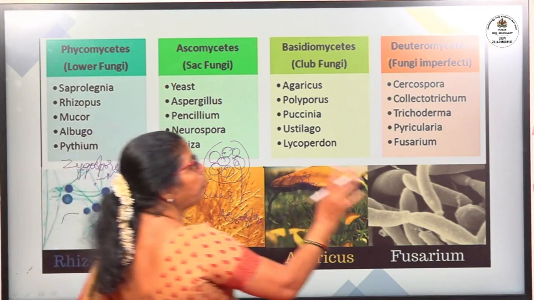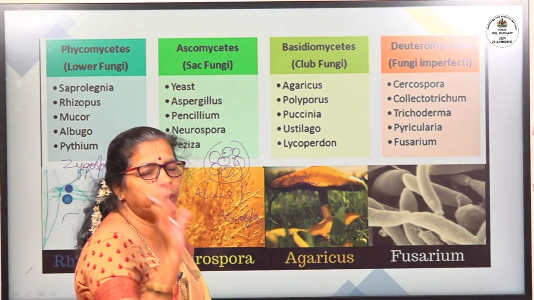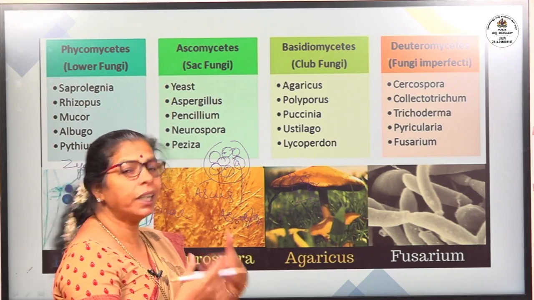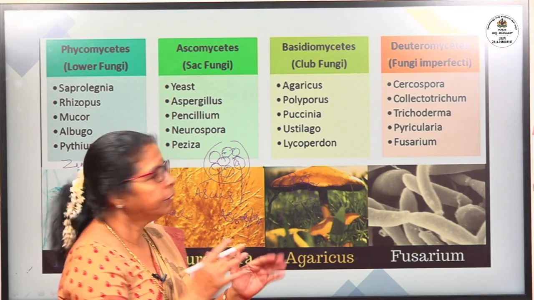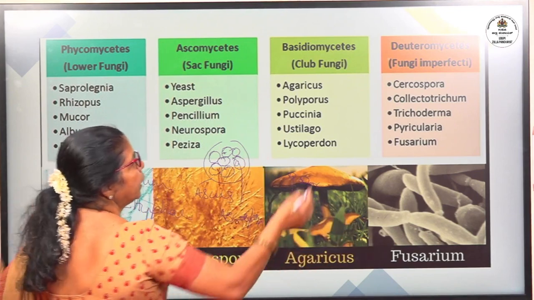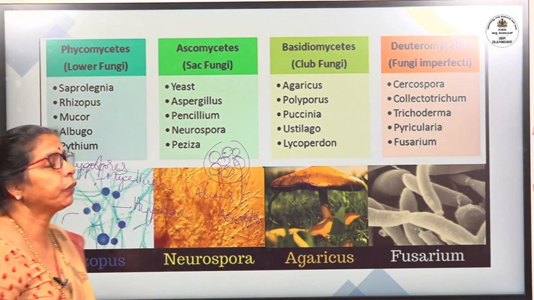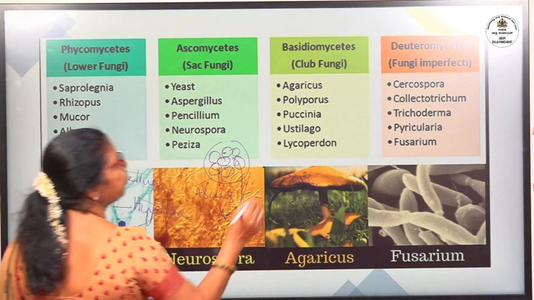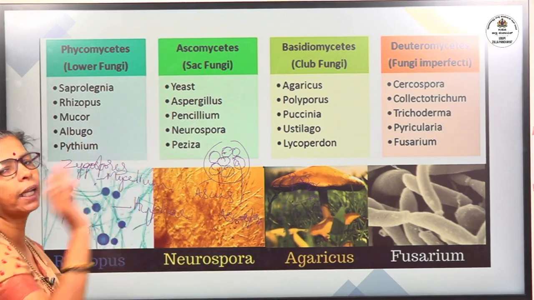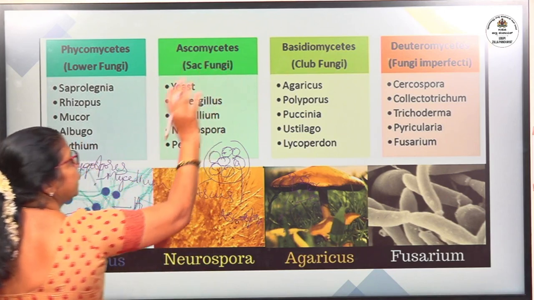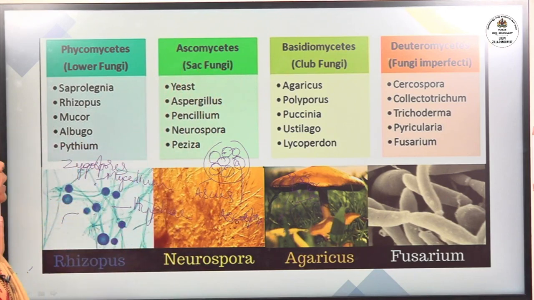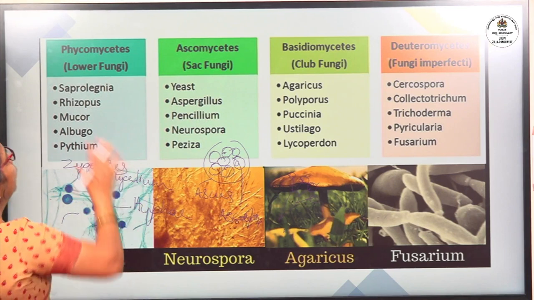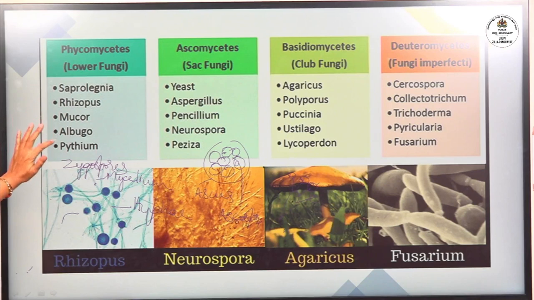Sexual reproduction, if it is discovered later, they are shifted to another group. So that is Deuteromycetes or imperfect fungi; Basidiomycetes, club fungi, because they produce a club-shaped basidium carrying basidiospores; and Ascomycetes, also known as sac fungi, where they produce a sac-like structure where spores are placed.